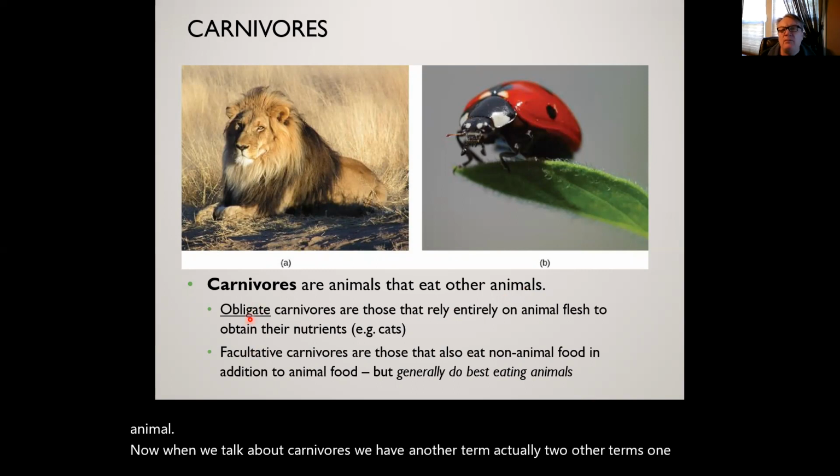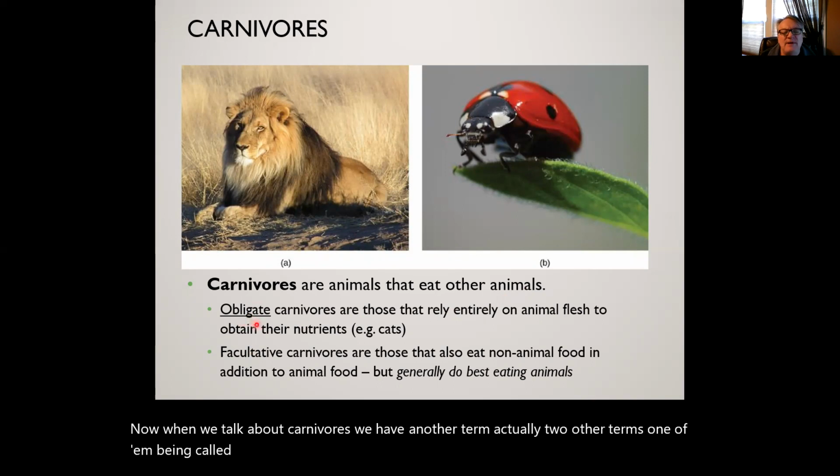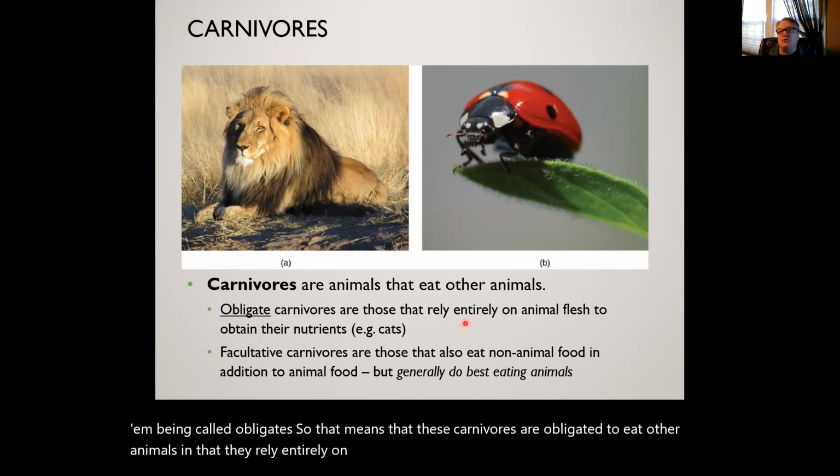Now, when we talk about carnivores, we have another term, actually two other terms, one of them being called obligate. So that means that these carnivores are obligated to eat other animals in that they rely entirely on animal flesh to obtain their nutrients. A good common example of this is cats.